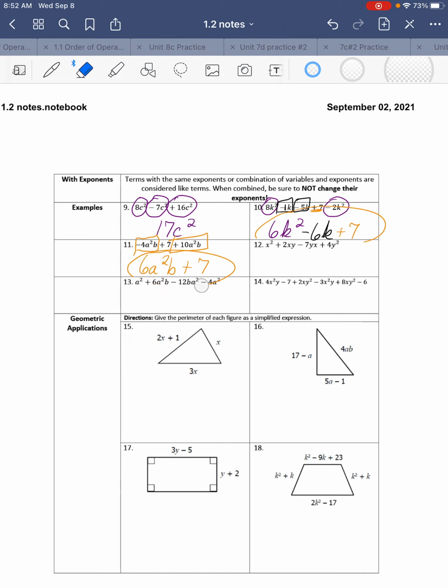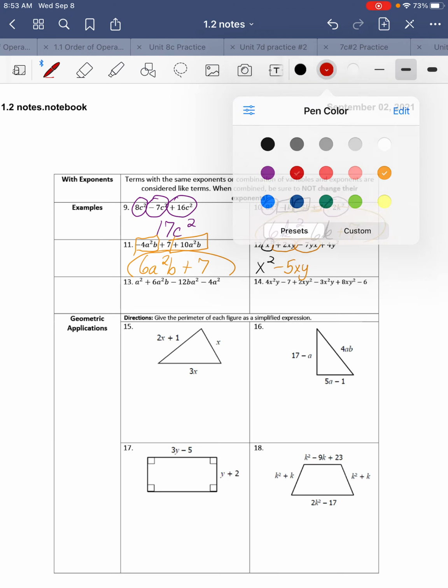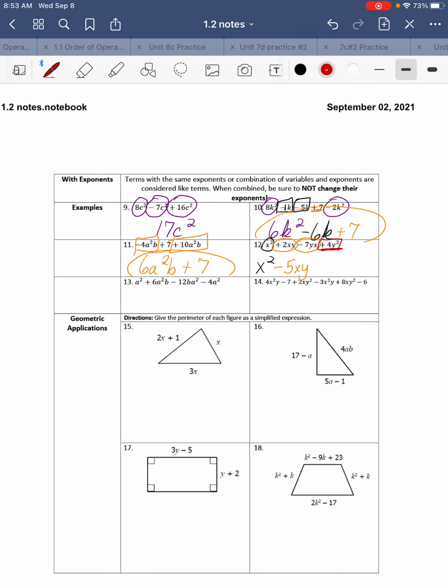Next, we have x squared, no other x squared terms, so it's just x squared. We have positive 2xy minus 7yx. xy and yx are exactly the same, just by the commutative property of multiplication. So 2 minus 7 is negative 5. And I'm going to write xy, or you could write yx, either one. And then at the very last, we have a positive 4y squared. There are no like terms there, and that's it.